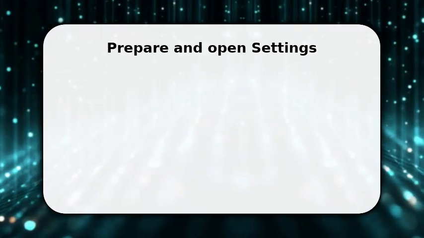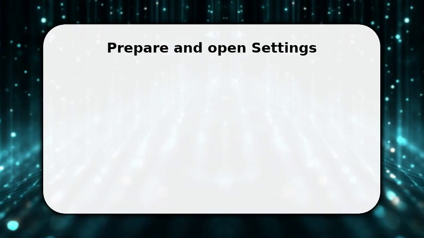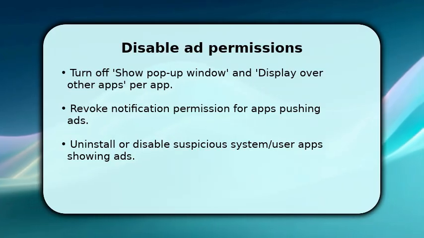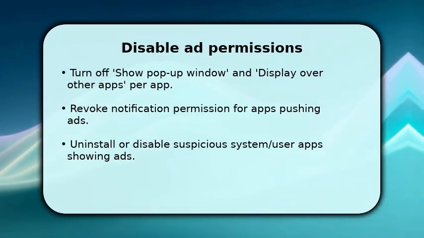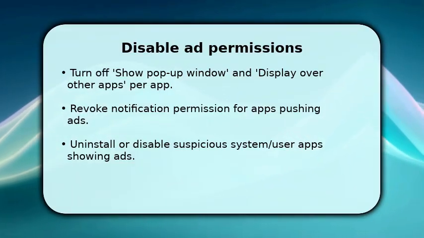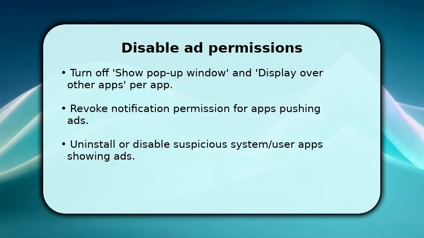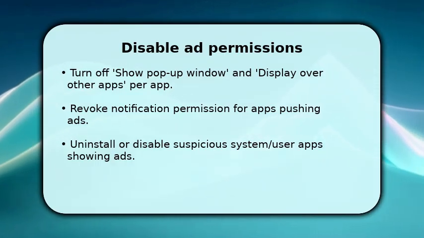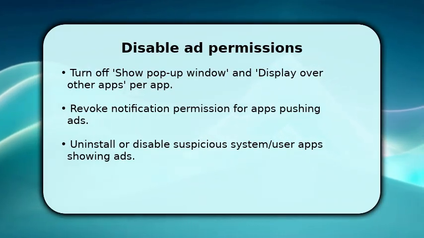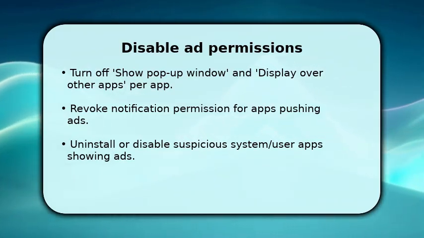Now you revoke the permissions that let ads appear. For each suspect app, tap permissions and turn off show pop-up window or display over other apps. These stop intrusive overlays. Next, go to notifications and revoke permission for any app that pushes ads into your shade. If an app is clearly responsible and not needed, uninstall or disable it. For system apps, choose disable or remove updates. Make sure to reboot after major changes.